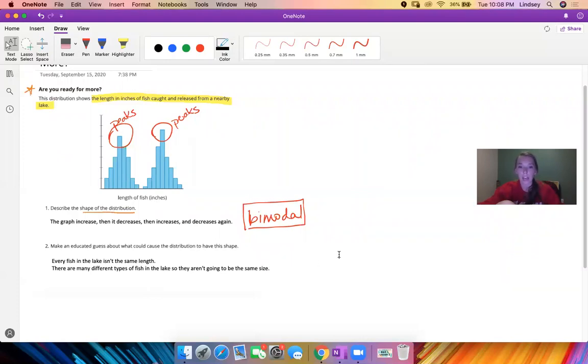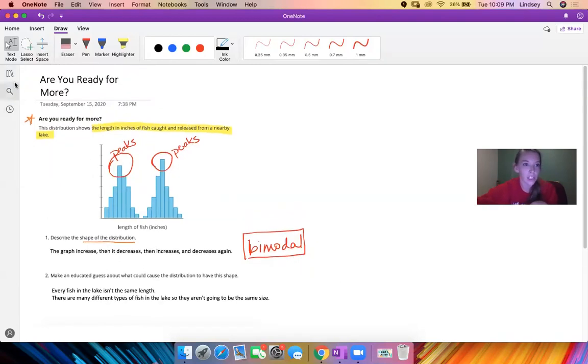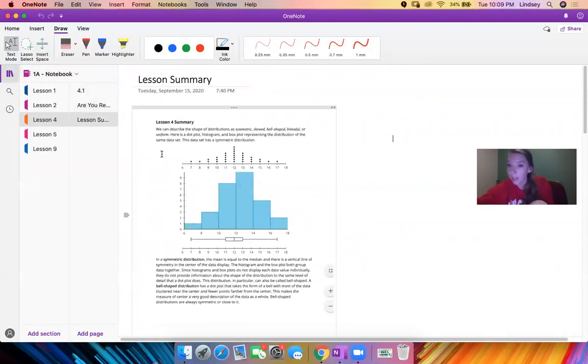The purpose of that question is for you to take this graph that shows you barely any information at all and think about it in a real world context, which is what our goal was from the beginning. Even though those answers seem like, duh, that's obviously what it is, when you first look at it, you may not see that. So that is that. Let's look at the lesson summary, and then we will be done with lesson 4.